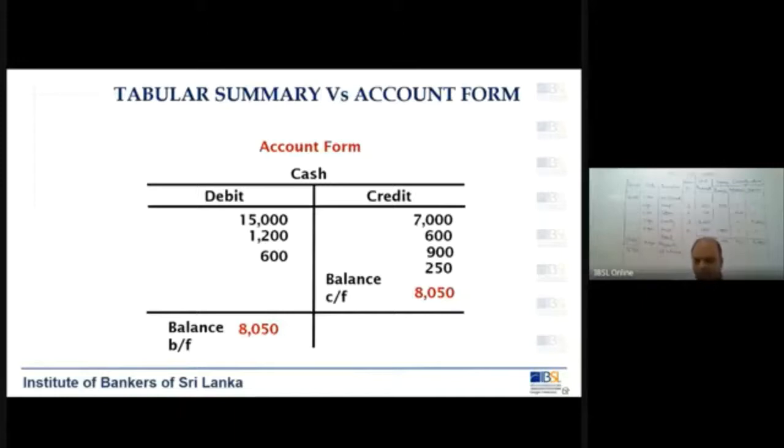So cash is an asset account, and what we have learned is an asset account should have a normal balance of debit. So look at this example. The cash account is having a debit balance of 8,050 at the end of the period, which is appearing on the left side of the account, which means an asset account, you expect it to be having a normal balance, which is the debit balance, and the debit balance here is 8,050.